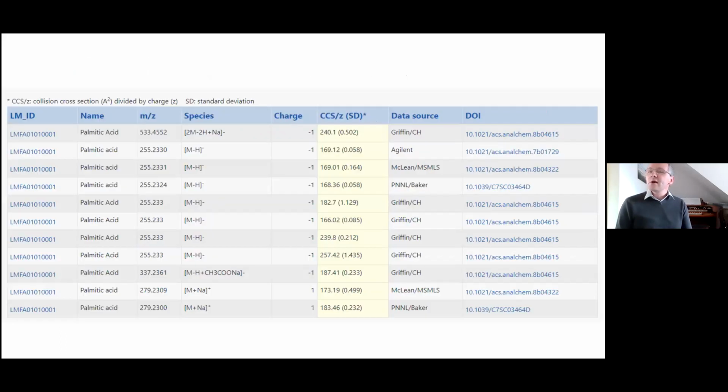So the results look something like this. For palmitic acid, it gives you the Lipid Maps identifier, the name, the mass, the species, and then the CCS data, and where we got this information from, the publication that this was derived from. And I think in all databases, that's an important piece of information to have, the provenance of where the data was from. So you can go and look and critically evaluate how good you think that data is.